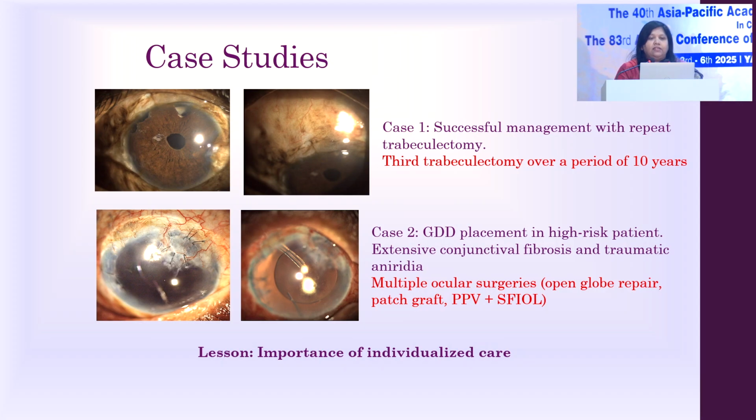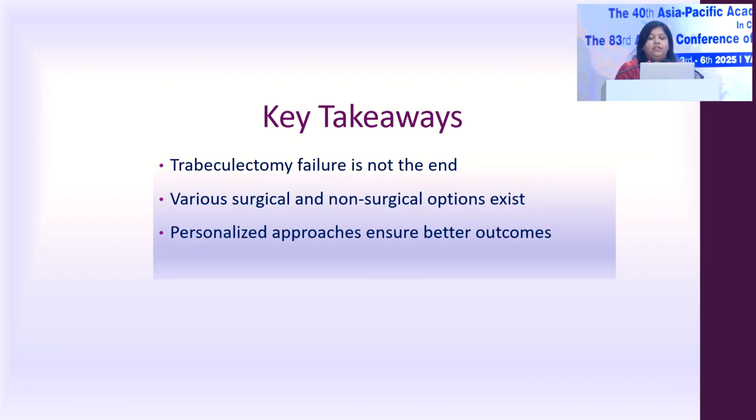And then the second case is that of a GDD placement in a high-risk patient. Here again, there's so much fibrosis. There is absolutely no occasion here to do a second trab, so it's better to go for a GDD. So the lesson here is the importance of individual care. So key takeaways: trab failure is not the end. Various surgical and non-surgical options exist, and personalized approaches ensure better outcomes. Thank you for your attention.